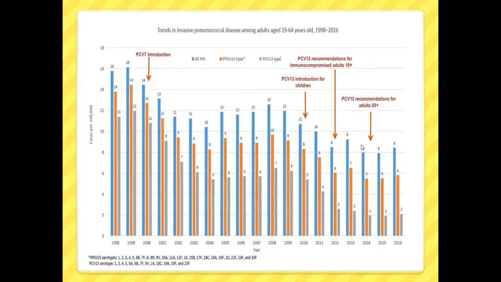So here's looking at adults. PCV7 again in 2000. So we saw a little bit of a drop. And then PCV introduced for children in 2010, recommended for immunocompromised adults 19 plus, and then there it is, 65 plus. So you can see that we are declining, okay, but not as rapidly as we saw the decline in children.